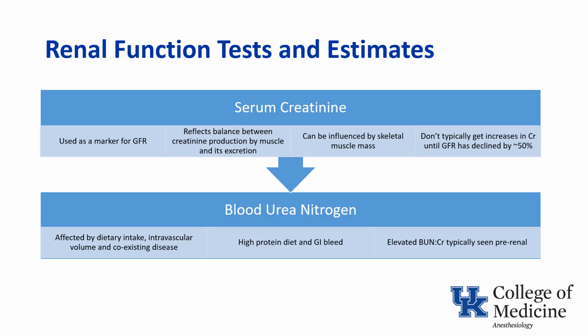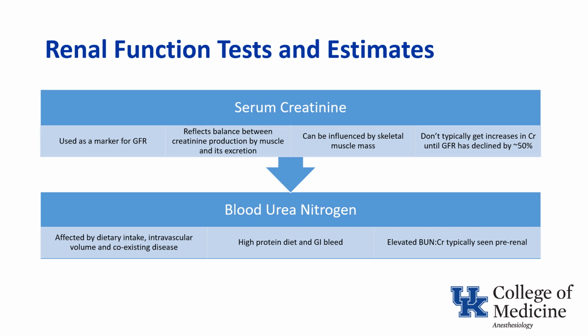We understand that the kidneys are very important in maintaining homeostasis that we talked about earlier, right? So we have to have a way to measure how well the kidneys are functioning or how poorly they're functioning. The most common method is the serum creatinine, right? We use this as a marker or a surrogate for GFR. It is produced by the skeletal muscle and then excreted by the kidney. So the serum creatinine that we measure reflects the balance between that production and excretion. It isn't an ideal test.